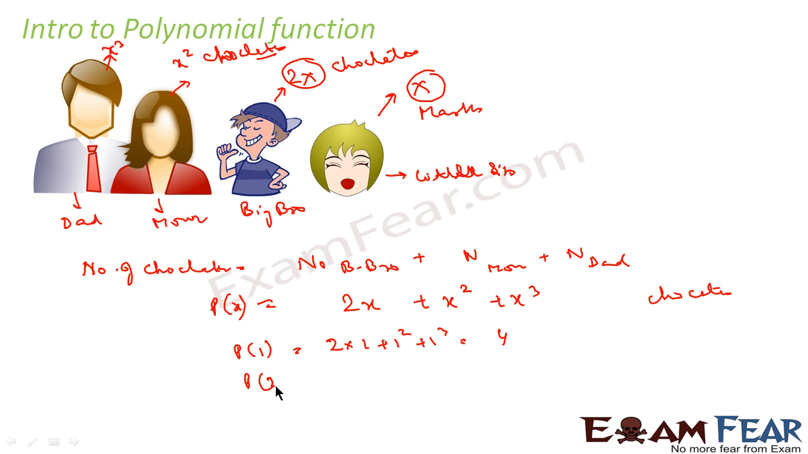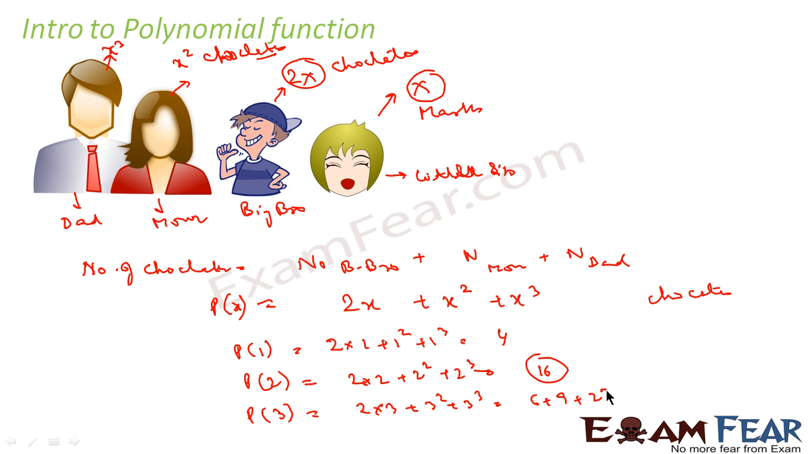If she has got 2 marks, then she will get 2 into 2 plus 2 square plus 2 cube. That is 4 plus 4 is 8, plus 8 is 16. She will get 16 chocolates. If she has got 3 marks out of 10, she will get 2 into 3 plus 3 square plus 3 cube. That is 6 plus 9 plus 27, that is 15 plus 27, that is 42. If you see, the number of chocolates varies, right? So in this scenario, what we have done is nothing but a polynomial function.